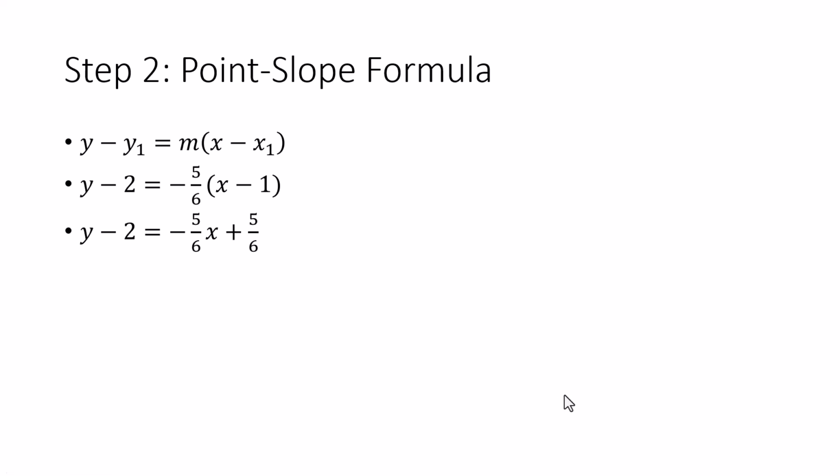This becomes y variable minus 2 equals -5/6 times the result of the x variable minus 1. Since we do not know the value of the x variable, we must distribute the -5/6 across the difference. We then obtain as our result y variable minus 2 equals -5/6 times x plus 5/6.